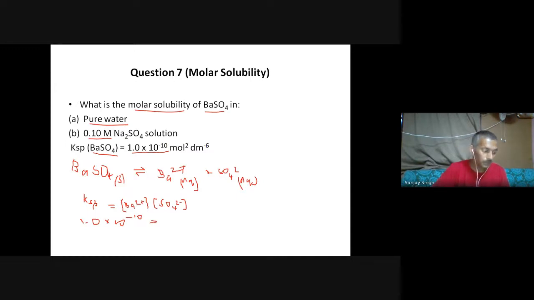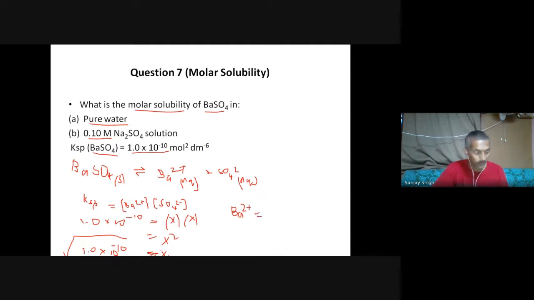And it is equal to the concentration of Ba2+. We don't know that, so we say it is X mole. And the concentration for SO4 2-? We don't know that either, so we say it is X over here. Then we solve this: X times X is X squared. So X squared is equal to 1.0 times 10 to the power of minus 10. To solve for X, we take the square root of 1.0 times 10 to the power of minus 10. This gives the concentration for the Ba2+, that's your X over here.